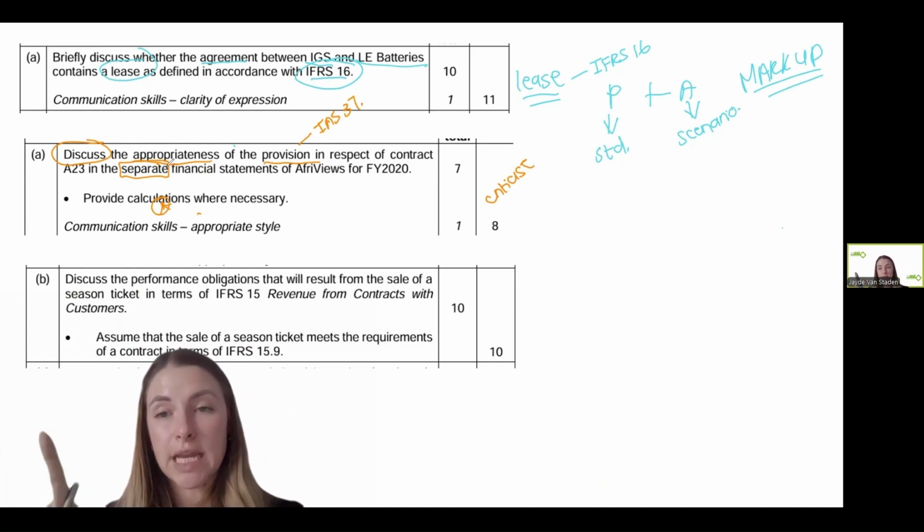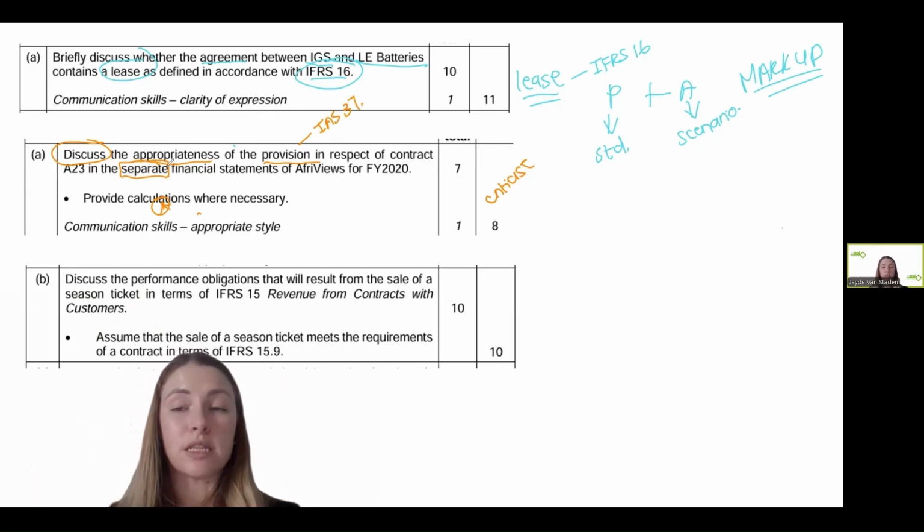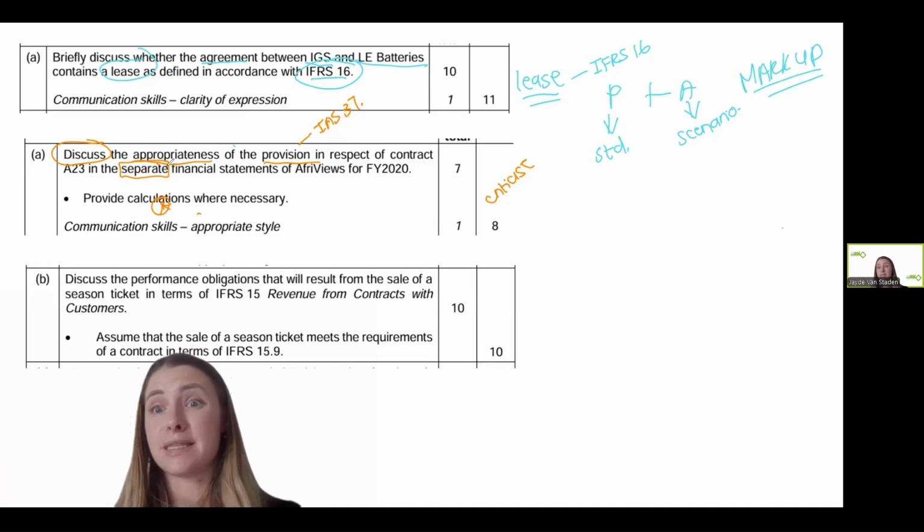Remember, one of the tips that I gave you is you always want to make sure whose perspective you are looking at this from. Is it the parent's separate financial statements? Is it the consolidated financial statements? Is it the subsidiaries' separate financial statements?